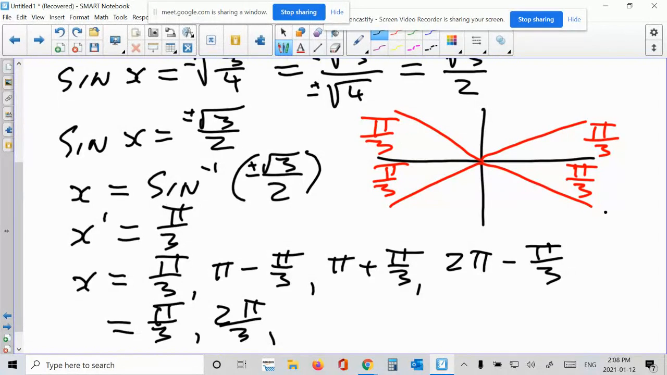Wow. Okay, Christian is asking Alex something. Let me put those answers in. By the way, Alexander's answers are good, so I'm going to go ahead and put those in. So pi plus pi over 3 is 4 pi over 3. And 2 pi minus pi over 3 is 5 pi over 3.